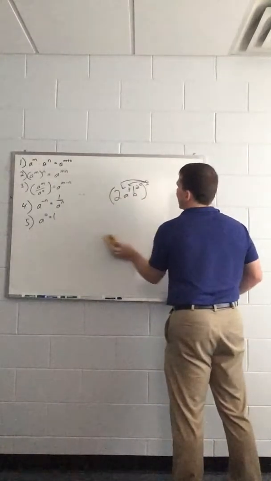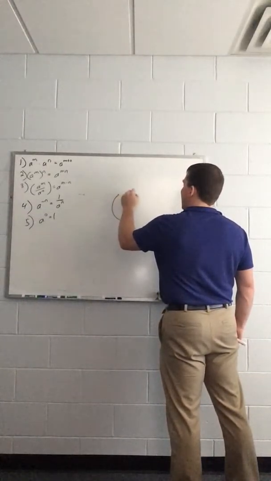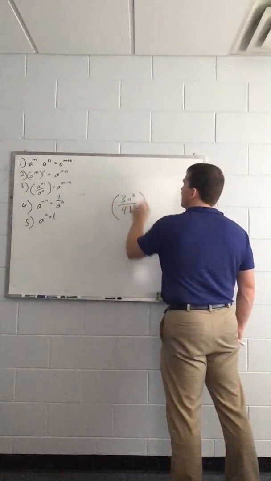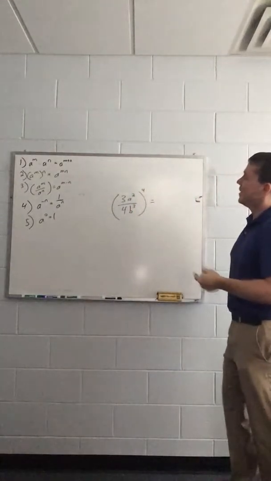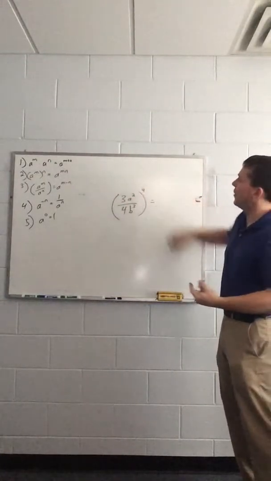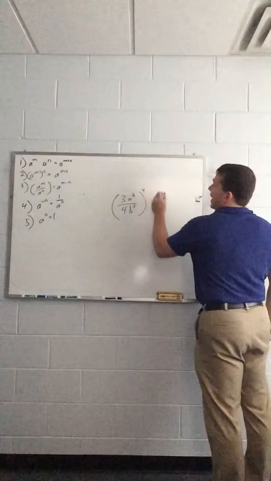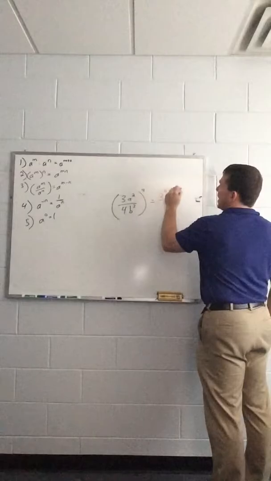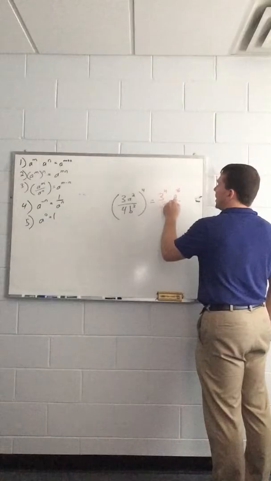One more, and then we'll be done with this. Suppose we have 3a squared over 4b cubed, all to the 4th, we'll say. Now I have a fraction, but the same principle applies. This thing is raised to that power, so I bring the power into each term in the numerator and the denominator. And I get 3 to the 4th times a to the 2 times 4 is 8, over 4 to the 4th, b to the 3 times 4 is 12.